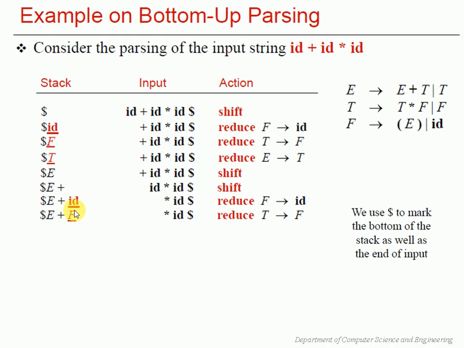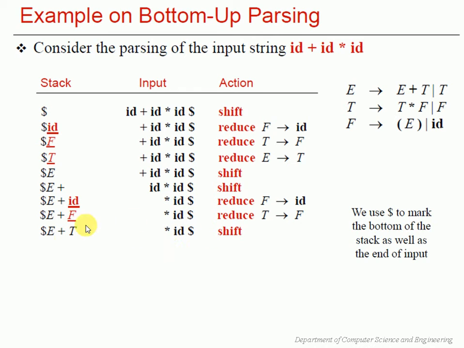Okay, again the same thing. F is a handle in this particular string, or in the stack you are identifying F as the handle. Okay, you use the T gives F production to reduce F to T. Now you have E plus T here, and you don't have a handle here. So if you are not finding a handle, it means the next action is shift.